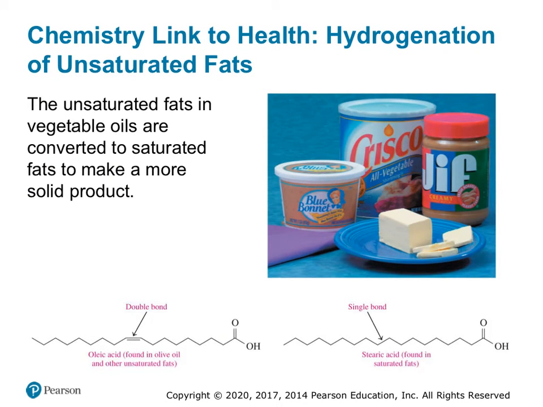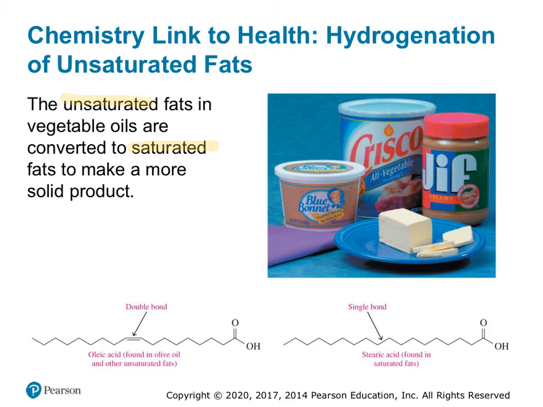This is the way that unsaturated fats in vegetable oils are converted to saturated fats to make a more solid product. The terms unsaturated and saturated have to do with how much hydrogen is involved.